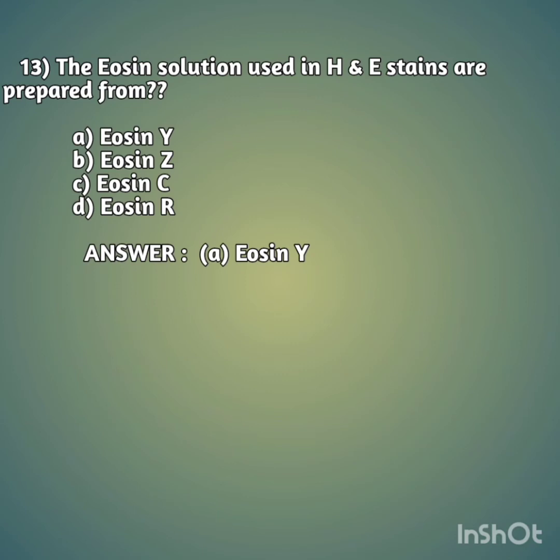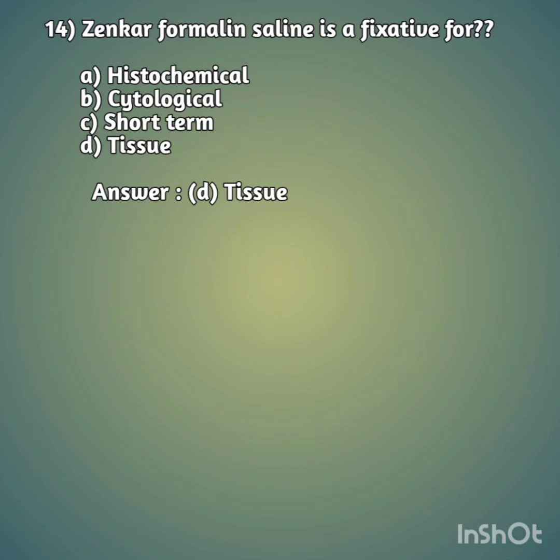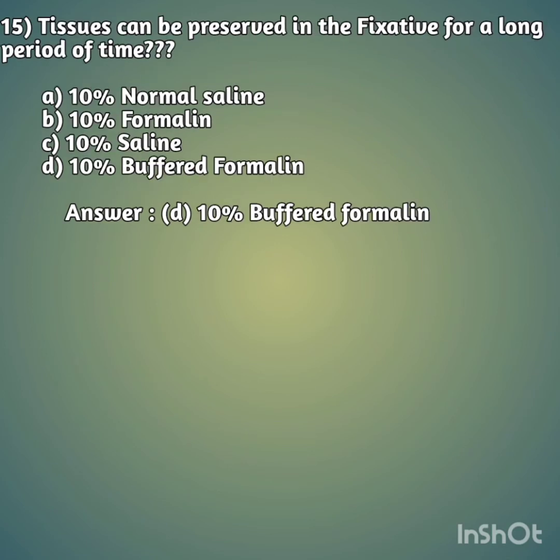Y stands for yellow here. Okay, that is eosin yellow. Okay friends, next move on to our next question. So our 14th question is, Zenker formalin saline is a fixative for what? Option A histochemical, option B cytological, option C short term, or option D tissue. So your answer is answer D, tissue is used for Zenker formalin.